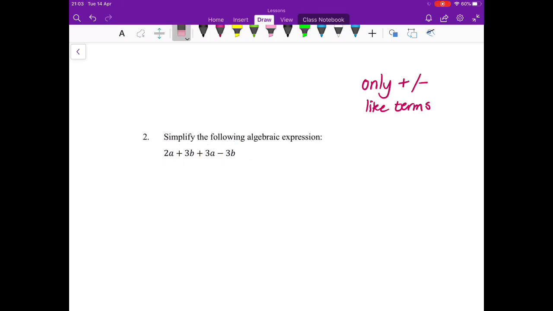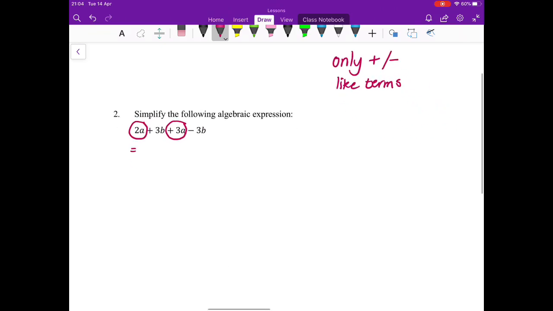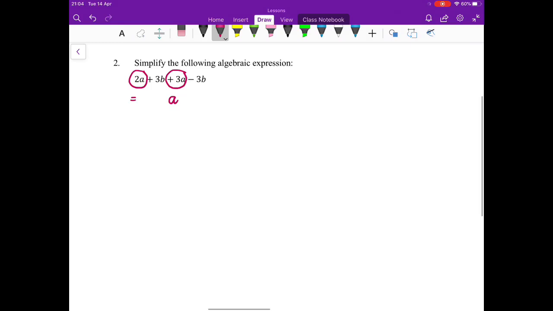Right, but now we're going to advance a little bit. We're going to take one color, and this is the 2a term. So it belongs to the family of a's. I run my eye along, and I see another group of a's. So we have 2a and 3a. Those two are like terms. When I add in algebra, the family name or the term name is a. So I write down my variable and I add the coefficient. So 2 plus 3 is 5. 2a plus 3a is 5a.